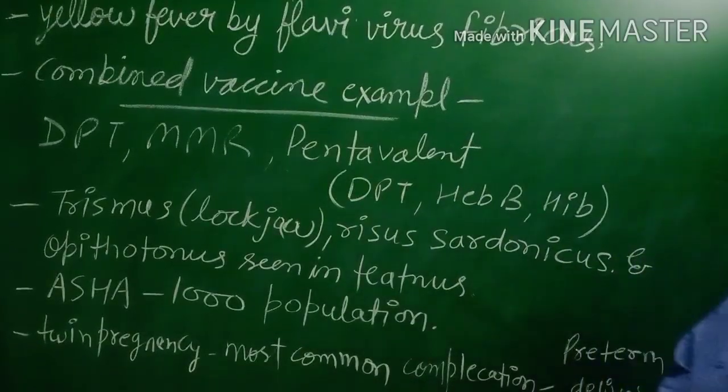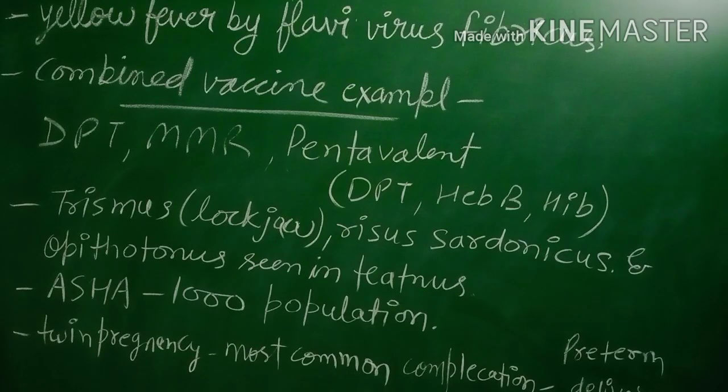Yellow fever is caused by the Flavivirus febricans. Combined vaccine examples are DPT, MMR and pentavalent. Pentavalent vaccine contains DPT, hepatitis B and Haemophilus influenzae B.